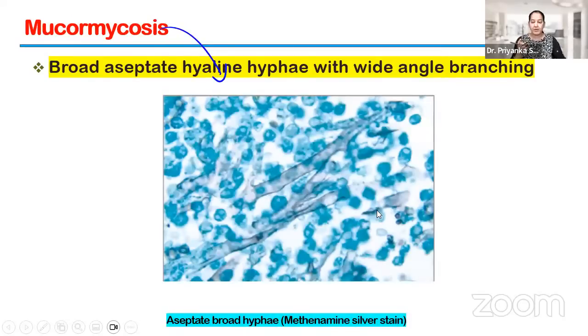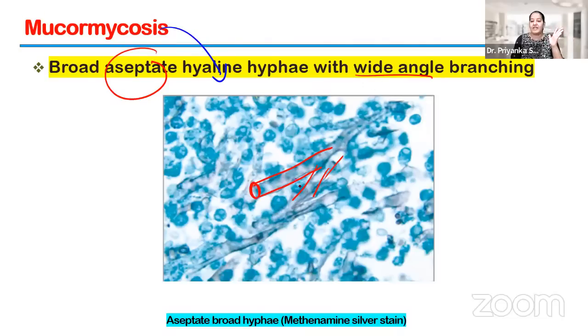The next is mucormycosis. Was it also an image-based question? Only one difference is there. What is the difference here? Here the hyphae is non-septate. You can see the hyphae is there. The branching is there, but it is aseptate hyphae, and you can see it is relatively broad as compared to Aspergillus.